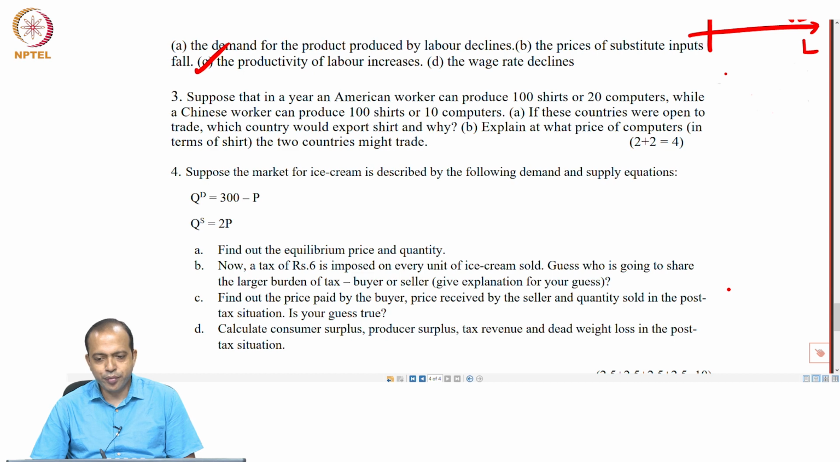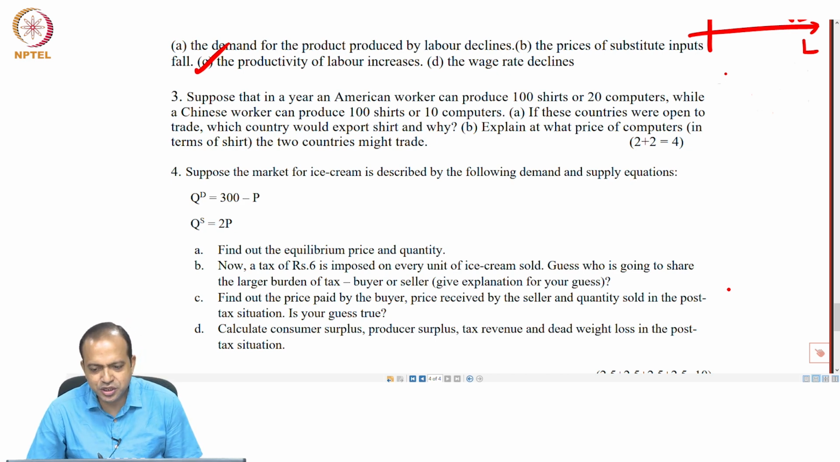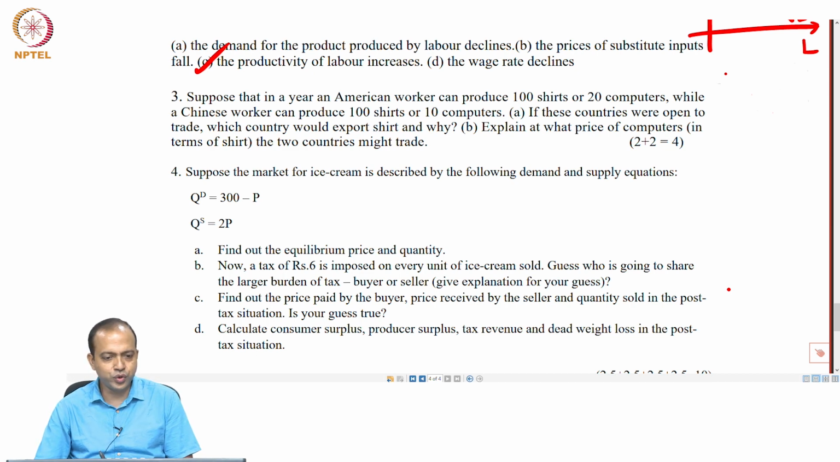Explain at what price of computers in terms of shirts the two countries might trade. So, first question, if these two countries were open to trade, which country would export shirts and why? So, America is producing 100 shirts or 20 computers.